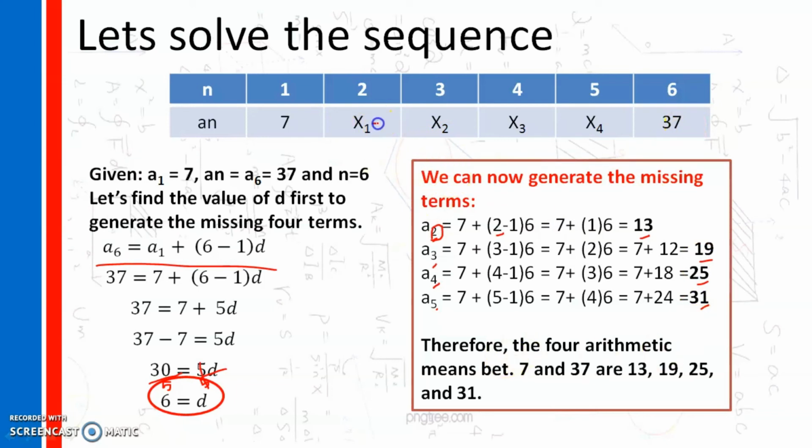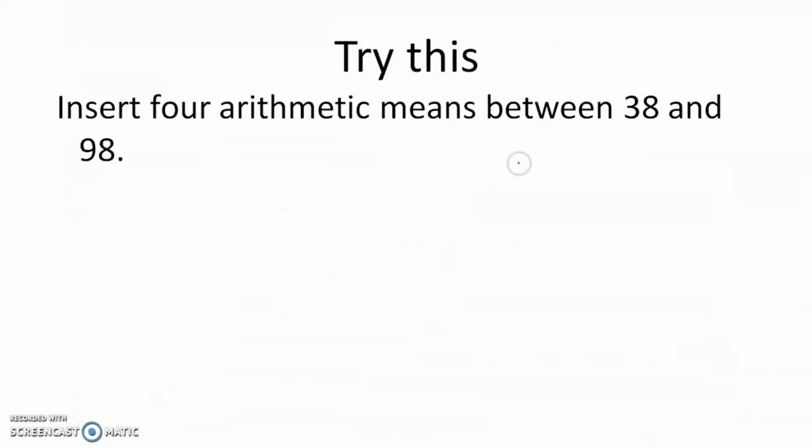Okay? So, ang sagot dito, dahil na-generate nga natin, we have 13. Next is 19. Next is 25. And, of course, 31. Yun. Tawag natin dito, guys, ay Arithmetic Means. Okay? AM. Yan. Arithmetic Means.